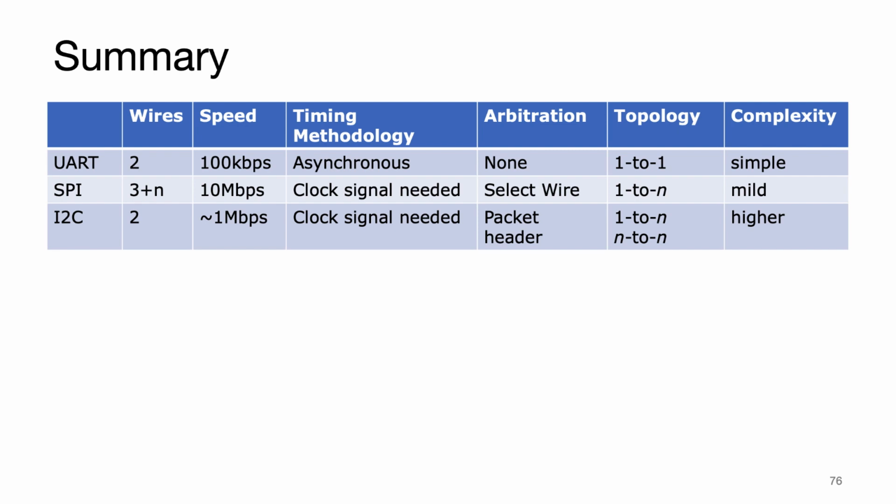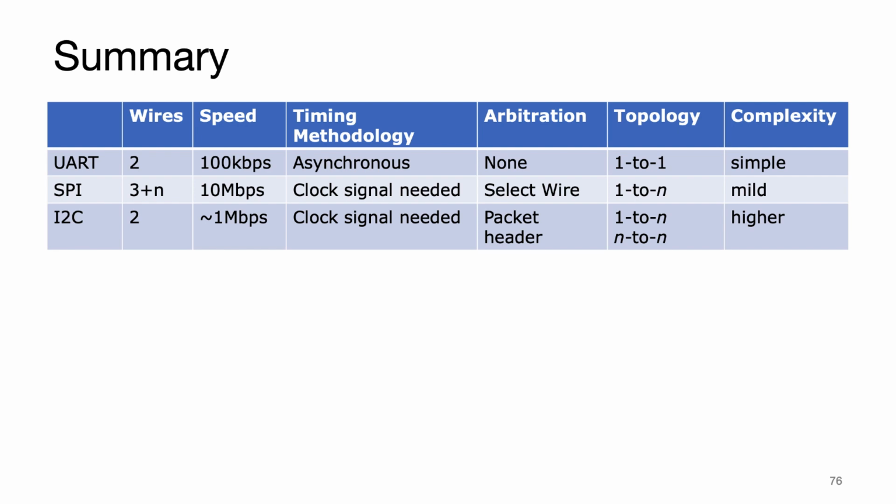SPI is clocked, it's synchronous, good speed, so tens of megabits. The wiring is worse than the other two, right? So 3 plus N, N being the number of chip selects you get. Arbitration is done through a select wire, the chip select wire, and the complexity is not that bad.